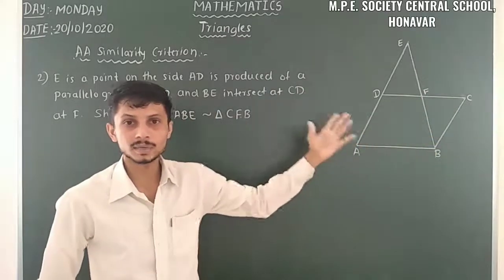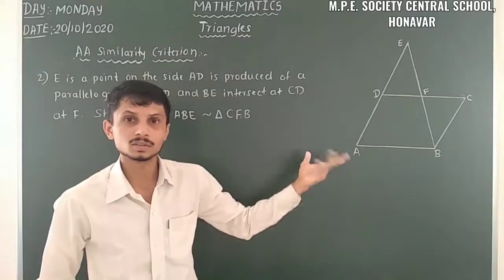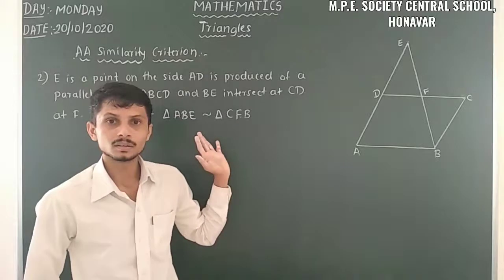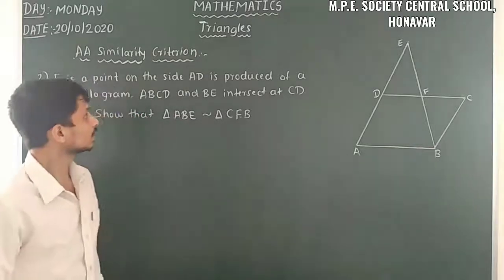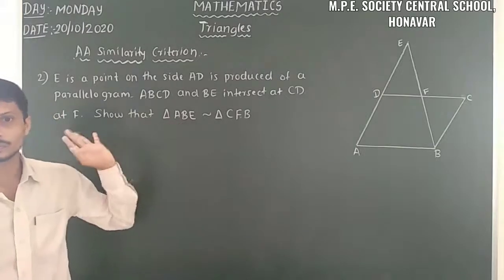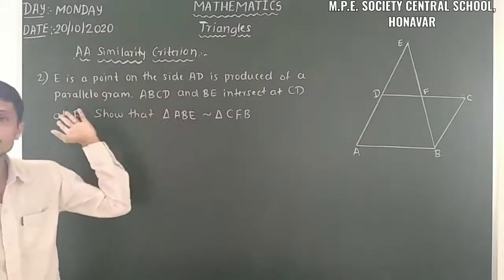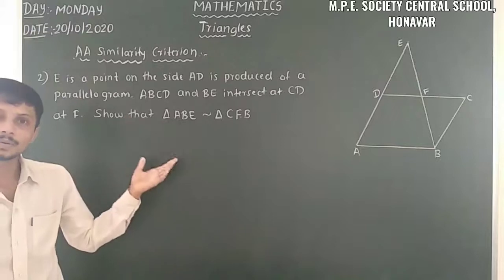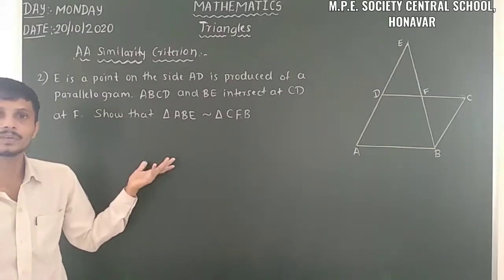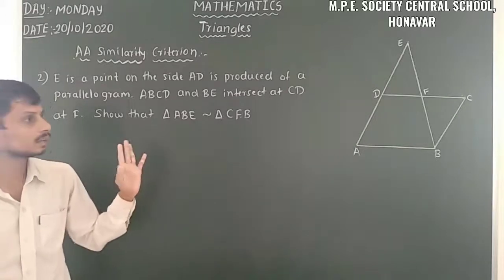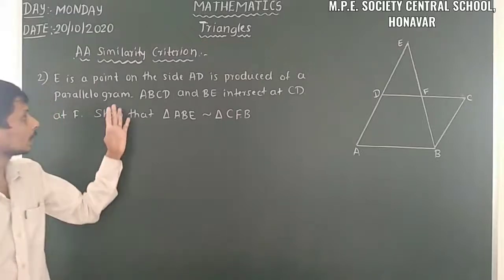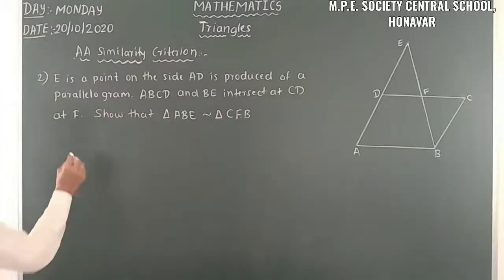From those two triangles we have to find some equalities, and then show those two triangles are similar. Are there any given terms? No given terms. Here it is only the construction part, and we only have to prove this. So just observe what conditions we can take here. ABCD is a parallelogram.